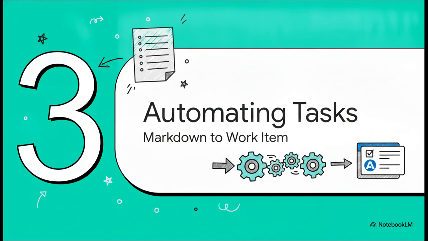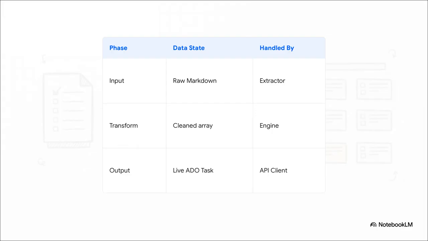Section 3, automating the task journey from markdown to work item. Now, what's really interesting here is how we can structurally graph out a single piece of text going through this transformation. Just trace the flow.